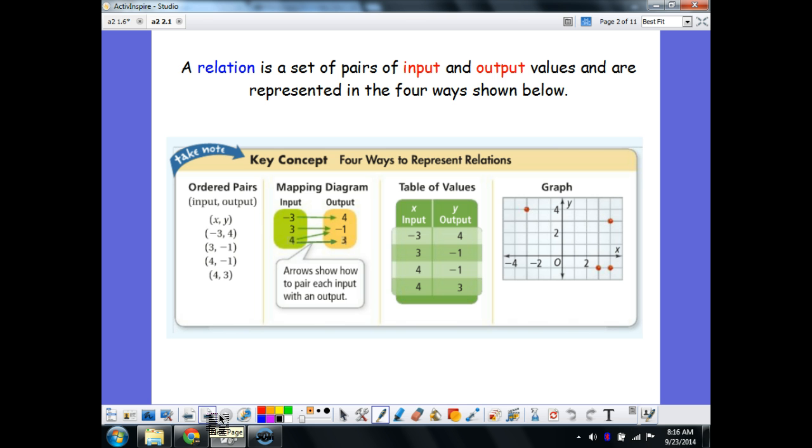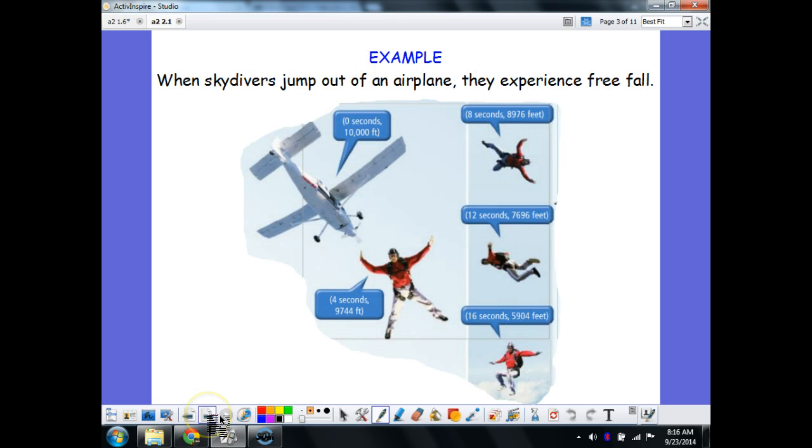and relations. The first way is by just listing a set of ordered pairs, x and y, and so on. Second one is a mapping diagram, which takes the inputs and lists them in one circle, outputs in another, and just draw arrows from input to output, mapping. The other way is a table of values, and the last way is a graph. So we're going to look at all 4 of those ways with this first example that we're dealing with.